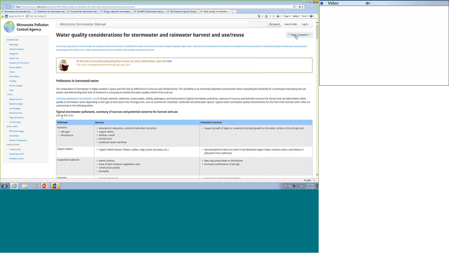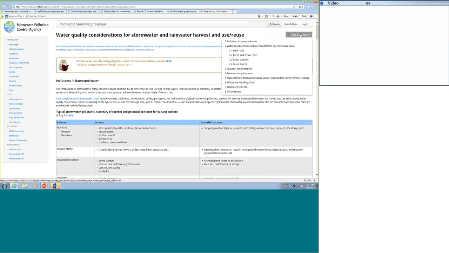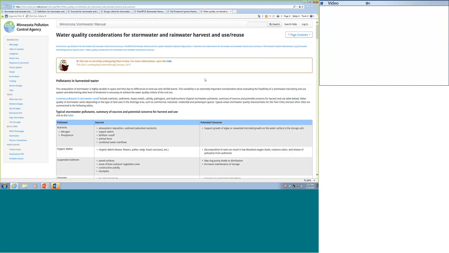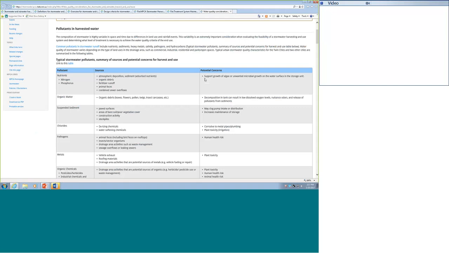All right, again, if you look at the page contents of this page, here's that pollutants in harvested water. Here are these water quality considerations of runoff from these specific source areas. This kind of answers some of those previous questions. Seasonal considerations, treatment, the treatment systems. These are the elements of this page. There are several key tables on this page that I'm going to point out to you.